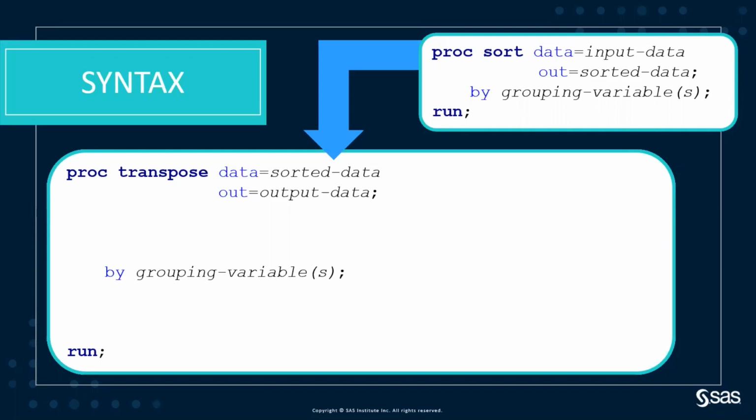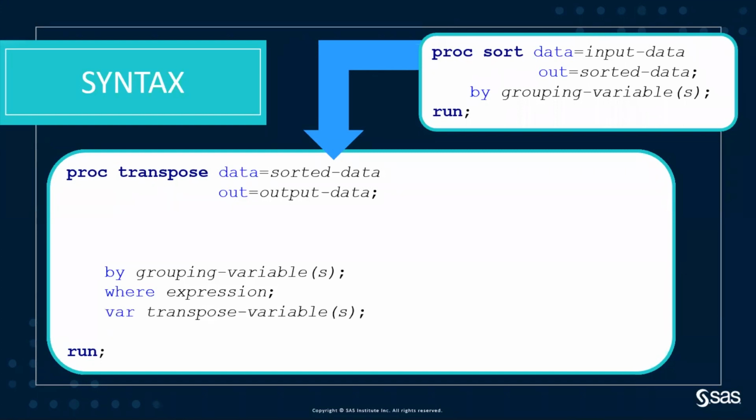The first two scenarios only focus on the profits measure. This means we will need to filter out the units sold rows or columns. To filter the rows as we read the data in, we can use a where statement. To select the columns to be transposed, we can use a var statement.